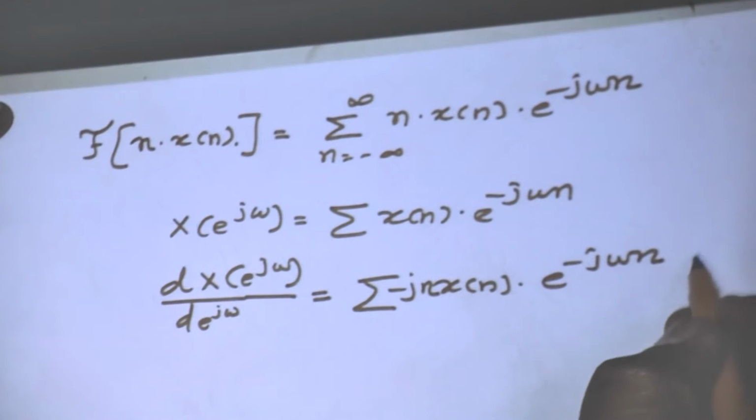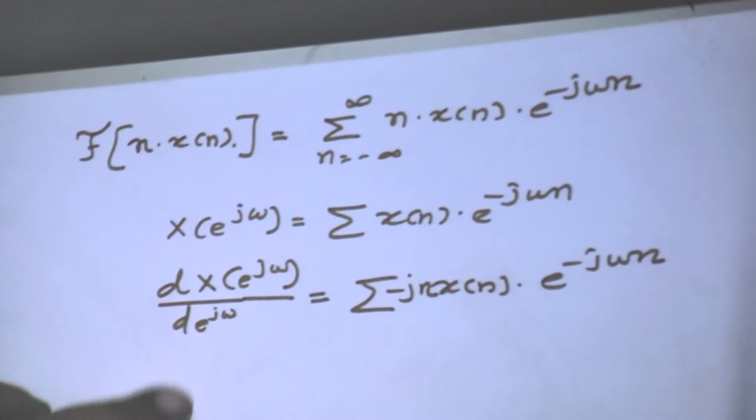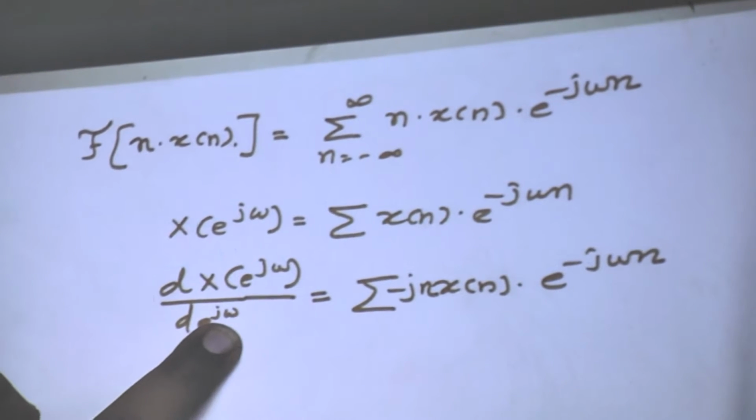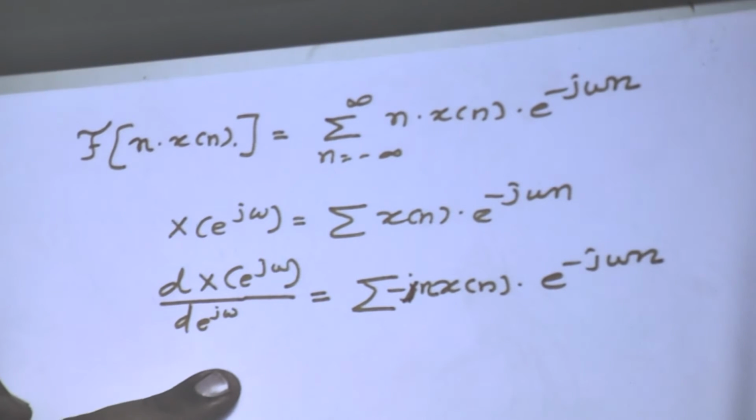You are saying minus 1 here. What is it that you are trying to say? e to the power j omega is the derivative, no? Oh, this minus j will go.